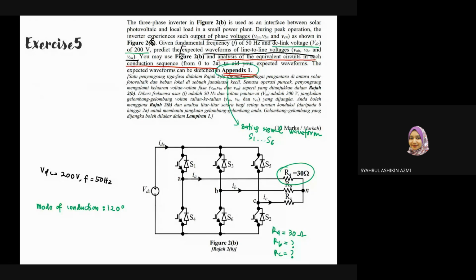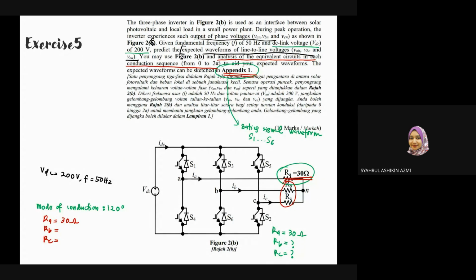So this is a three-phase inverter circuit. This three-phase inverter circuit has been connected to a three-phase load. Look at here, RA that has been given is 30 ohm, and then RB and RC over here. So far, you don't have any information because the only one given is RA equals 30 ohm. So basically, you don't know any information with regard to RC and RB.